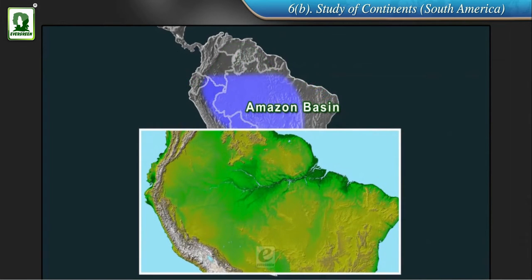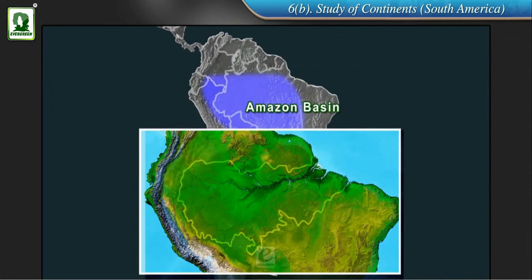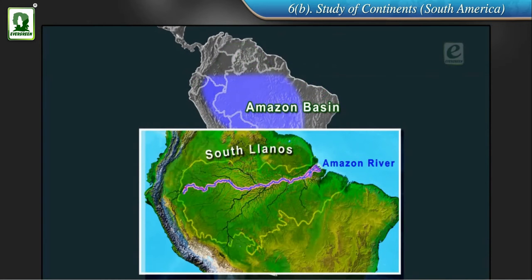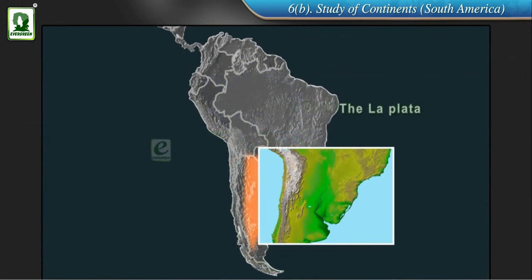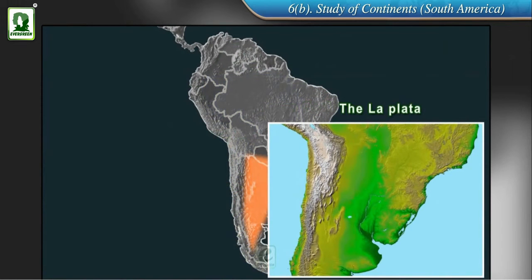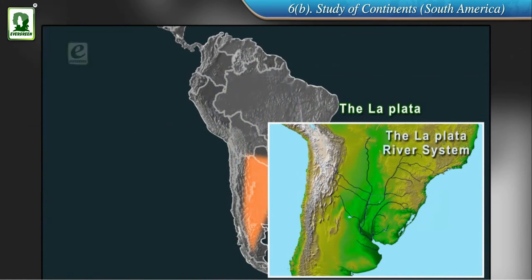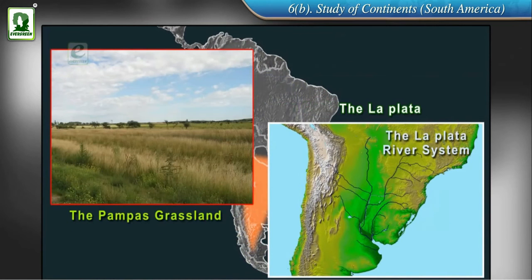The Amazon Basin. This part lies in the south of Llanos and is formed by the river Amazon and its tributaries. This area is covered by equatorial rainforests called the selvas. The La Plata. The southern part of the Central Plains is formed by the La Plata river system. The grasslands of this part are called the Pampas.